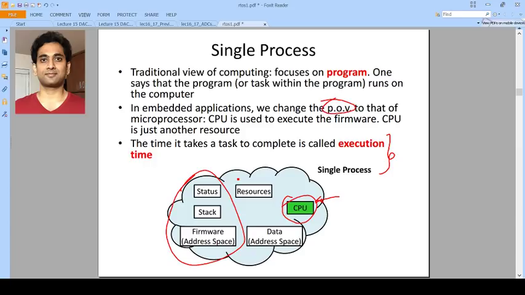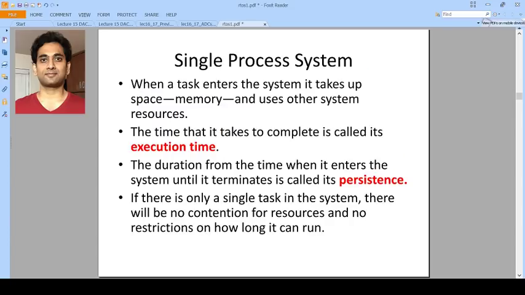Let's define a quantity called execution time. Execution time is the time it takes a task to complete from begin to end. So this is a single process system. In a single process system, when a task enters the system, it takes up memory and other system resources, and the CPU is available to the task for the entirety of the time. In other words, there is no other process or task to compete for the processor.